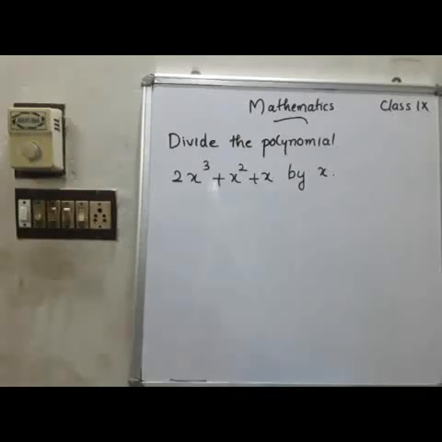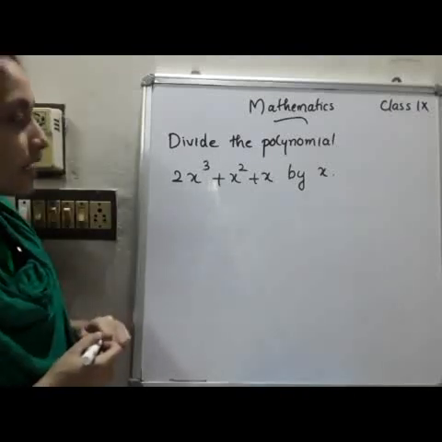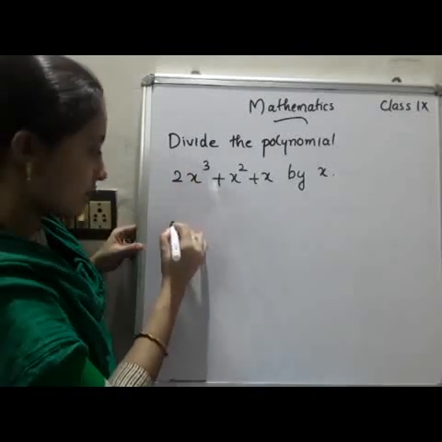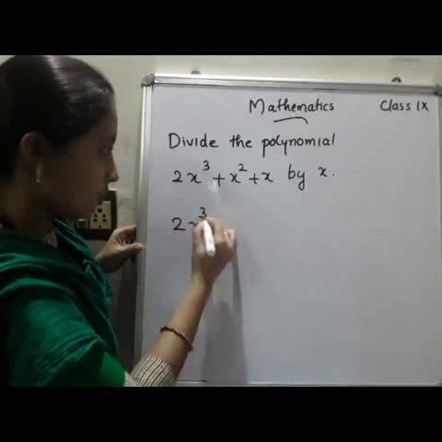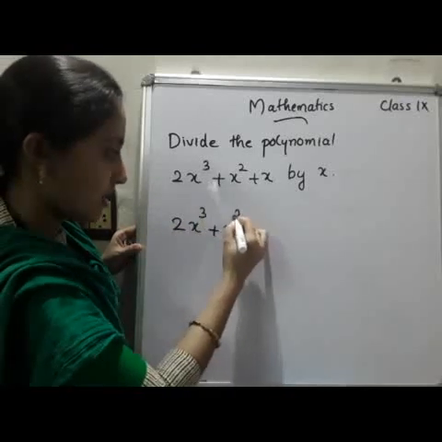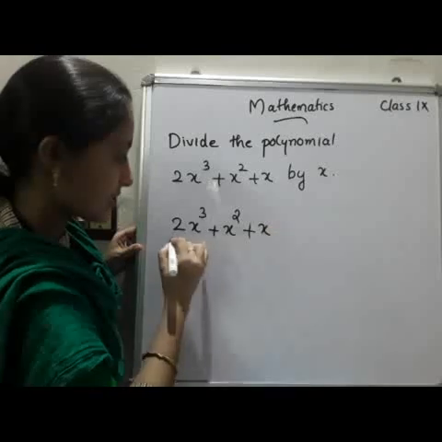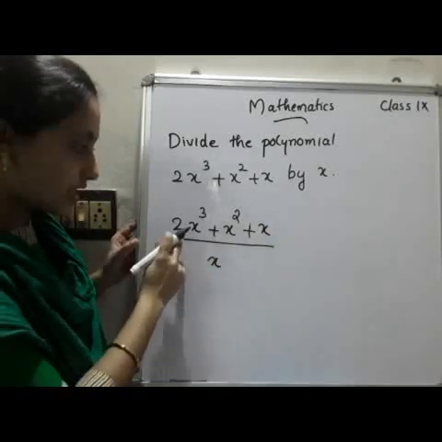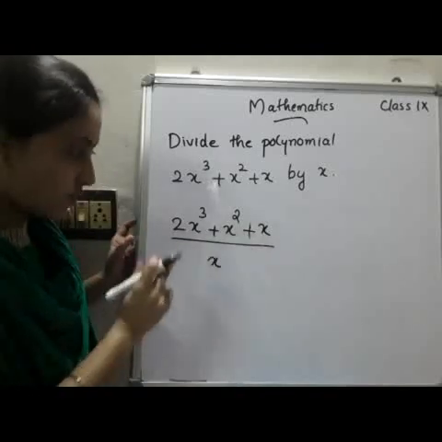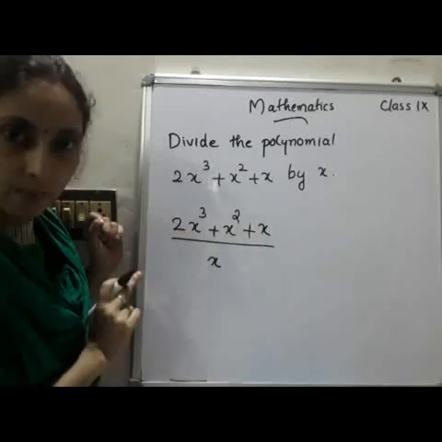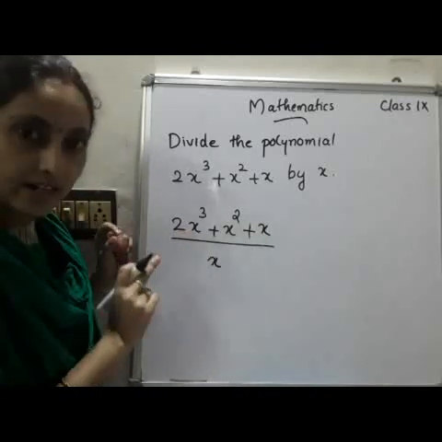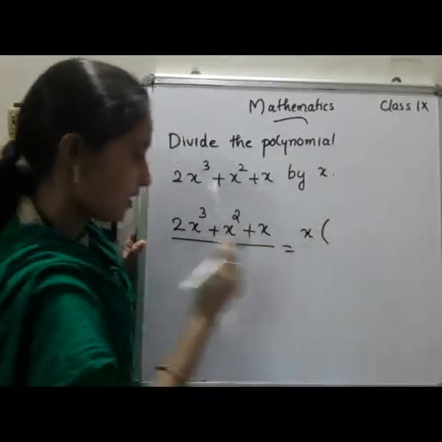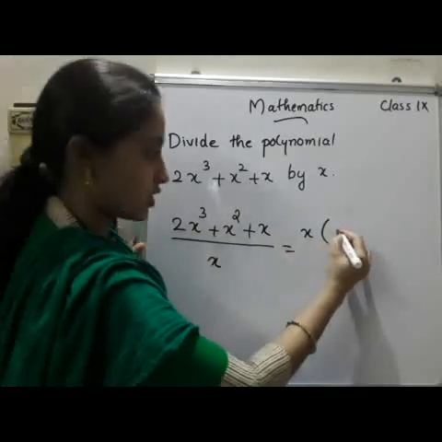Divide the polynomial 2x cube plus x square plus x by x. How will you divide this? Our question is 2x cube plus x square plus x divided by x. I will go through the numerator. Is there any common factor? Yes. What is the common factor here? x is the common factor. So we take x outside.